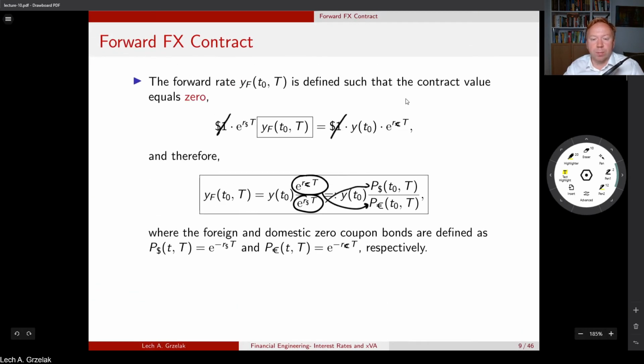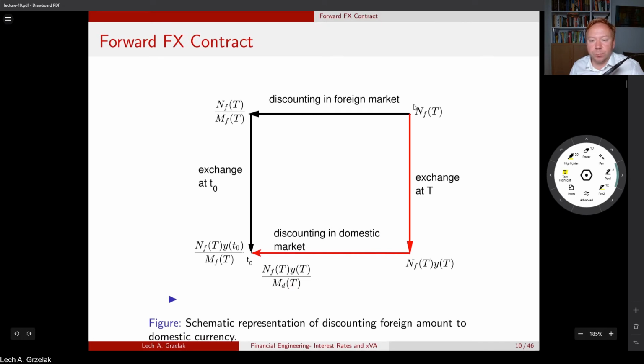So this was the simple replication strategy to find out what the FX forward rate is with two markets and the exchange spot rate. There's also the very famous square relation for the FX forward. This is time capital T, and we will follow two different paths on how this notional amount in the foreign market at time T can be discounted, how to get its value today.